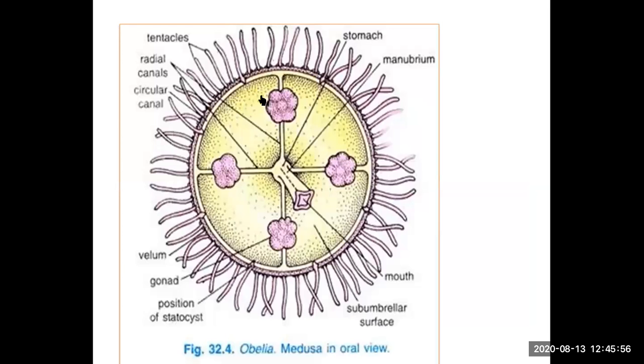Medusa has an umbrella, tentacles, radial canal, circular canal, and manubrium. It has a mouth, so it is a gut. So it is a gonad. This is a radial canal, a circular canal. It is a velum. It is a gonad. Position of statocysts, sub-umbrella surface.